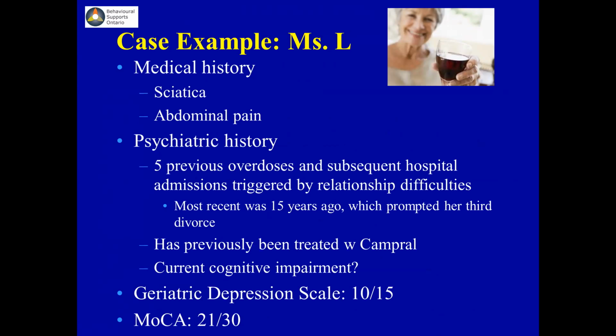And there was some question about her level of cognitive status. She had thorough neuropsychological testing done, which is unusual for some of our clients. And it was queried. She certainly met criteria for mild cognitive impairment, but with the overlap of the alcohol use and the depression, it was unclear how much of a role that was playing. Certainly when we did the Geriatric Depression Scale, she scored 10 out of 15, which certainly would suggest depression was present. And on the Montreal Cognitive Assessment, she scored 21 out of 30.